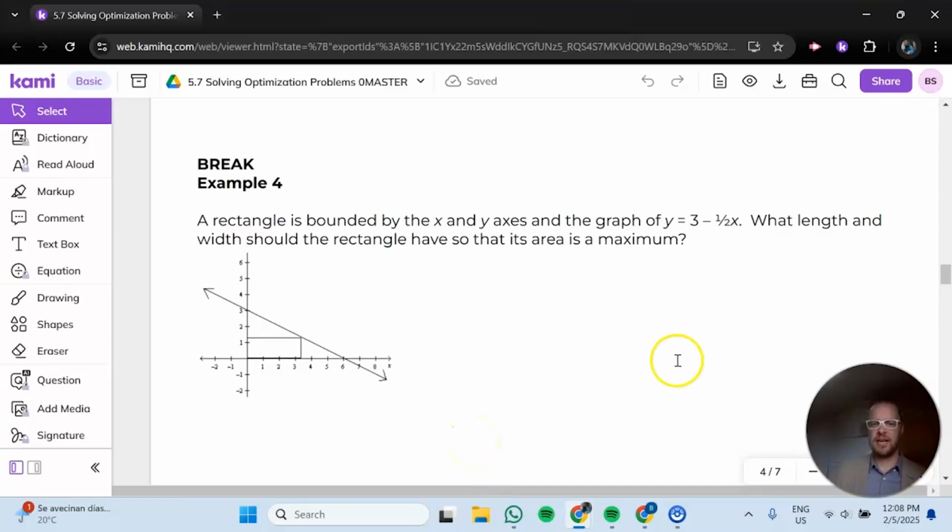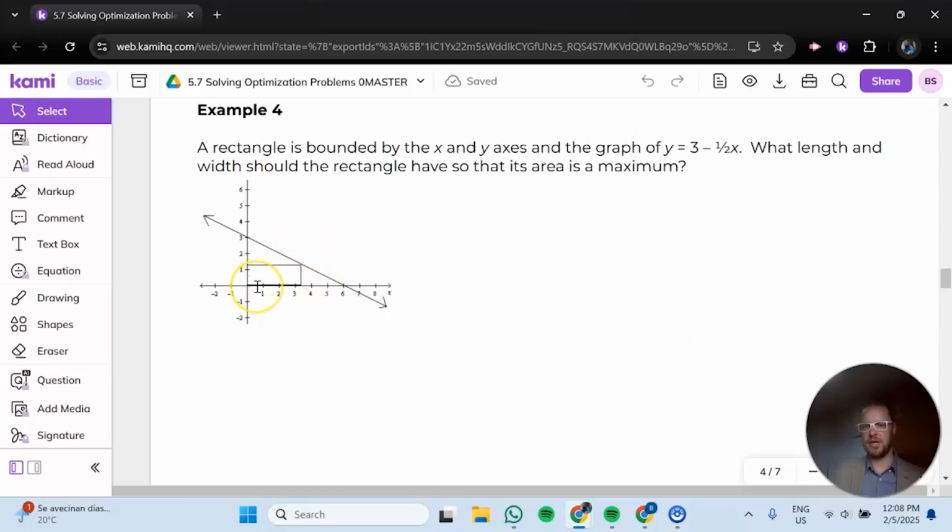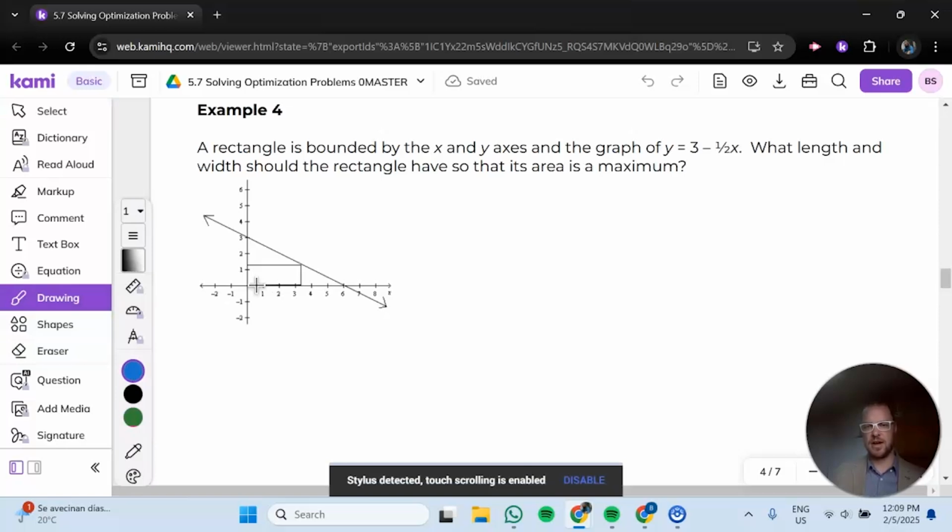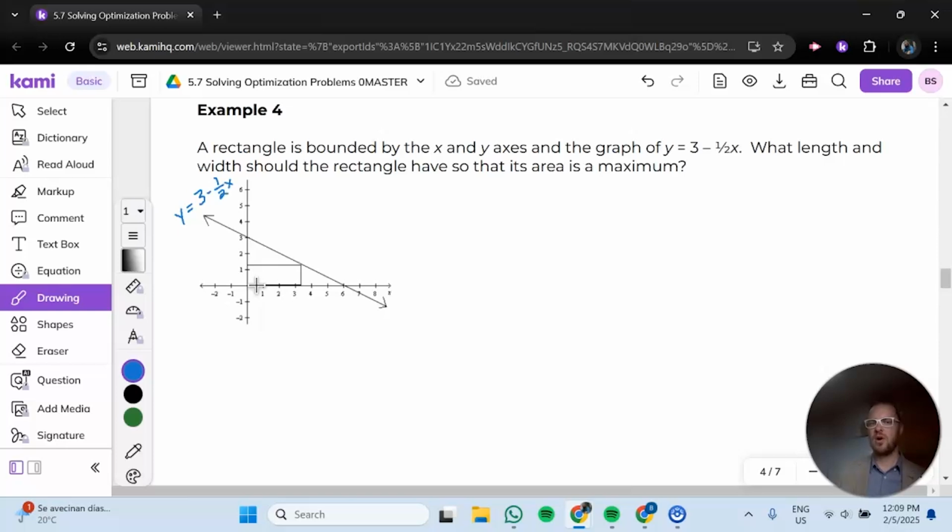So we've got a rectangle that is bounded by the x and y axes, as you can see in the picture here, and the graph of y equals -1/2 x. So what this means is that this graph here is our graph y equals 3 minus 1/2 x. What length and width should the rectangle have so that it has a maximum area? Well, if we look at this right off the bat, we know that our area is going to simply be the x coordinate times the y coordinate, okay? Now, we also know that y is going to be equal to this equation. So what we can do is take that equation and substitute it in so that our area is actually x times 3 minus 1/2 x, like so.